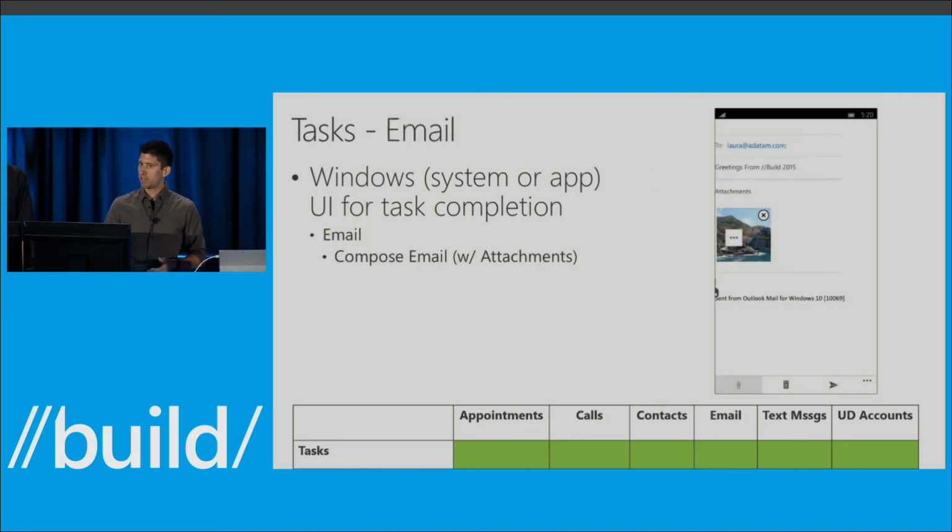We have the email API. So this was something that was introduced. This particular email API was introduced in Windows Phone 8.1. It's the same one. It allows you to send emails with attachments added to it. And it works, again, across the Windows 10 family of devices.